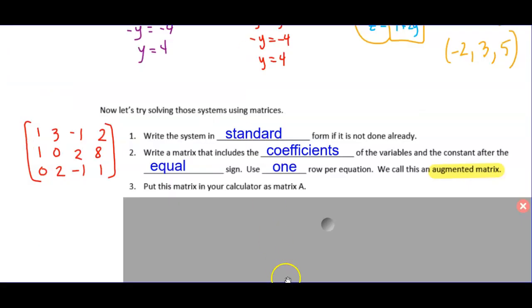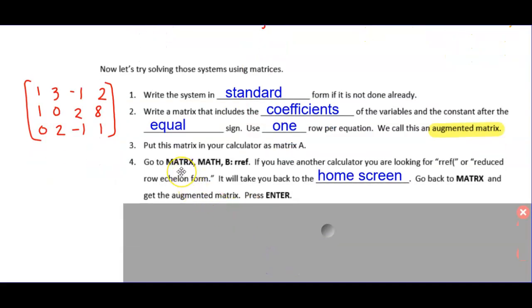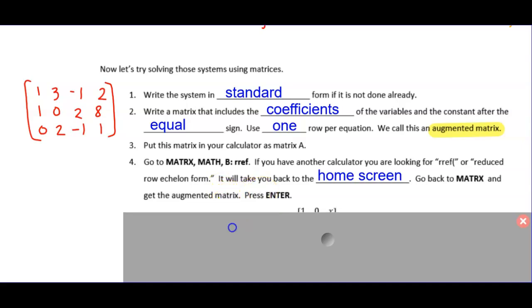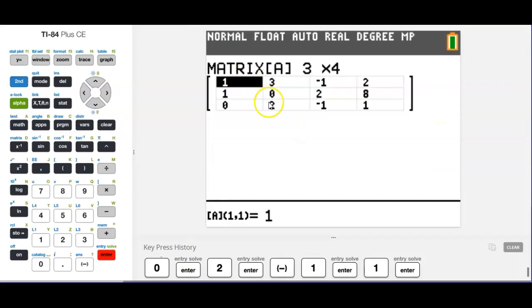So now I go back to my steps here. We're going to go back to the matrix menu one more time, except this time we're going to use the math menu, and we're going to choose option B, which is RREF, stands for Reduced Row Echelon Form. And it's going to take us back to the home screen, and we're going to be able to use the menu to pull up matrix A. So just follow along with me as I do this.